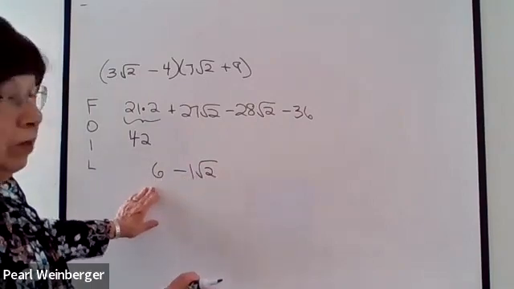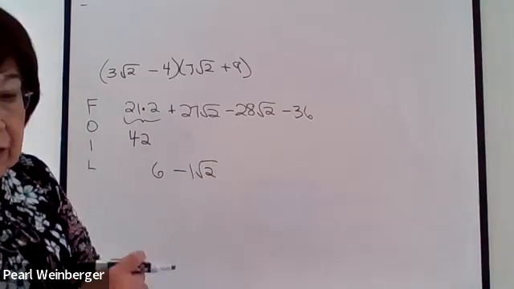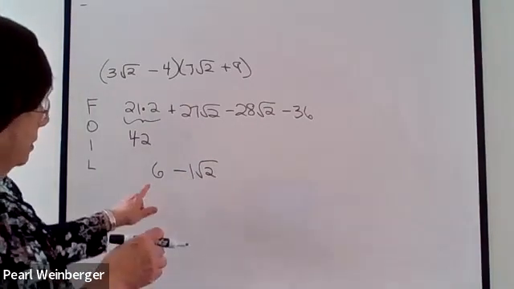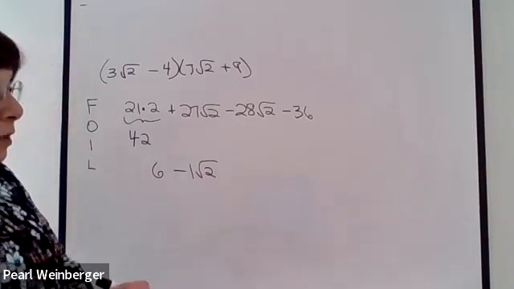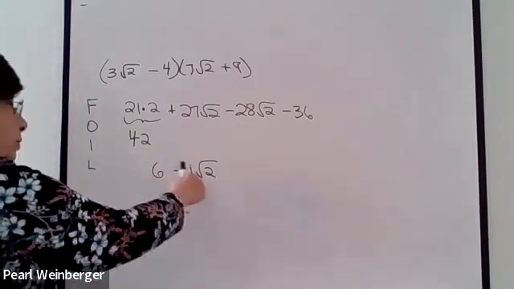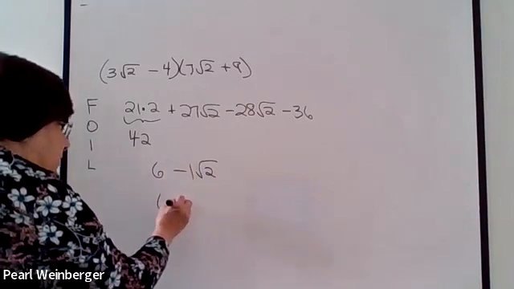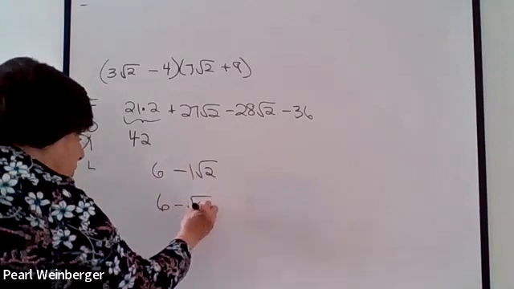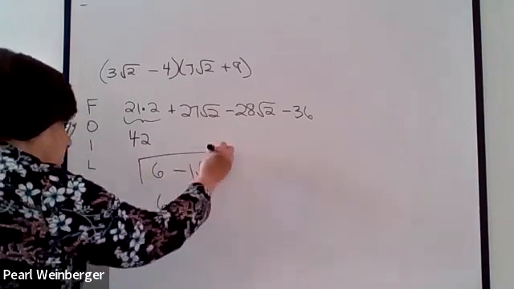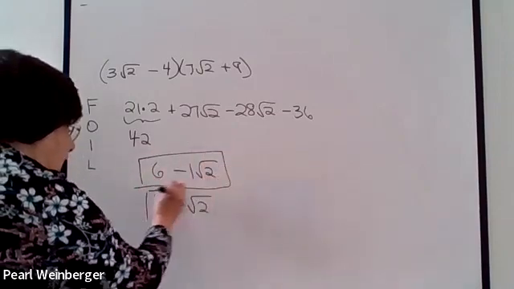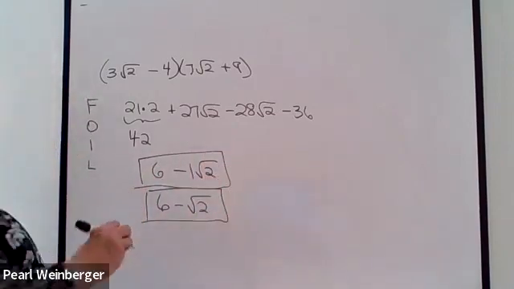It could only be combined with something that has a radical 2 next to it. It's like a 6 minus 1x. If you don't want to, you don't have to put in that 1, and you could just write it as 6 minus radical 2. Either of these answers are correct, and as simple as you can get.